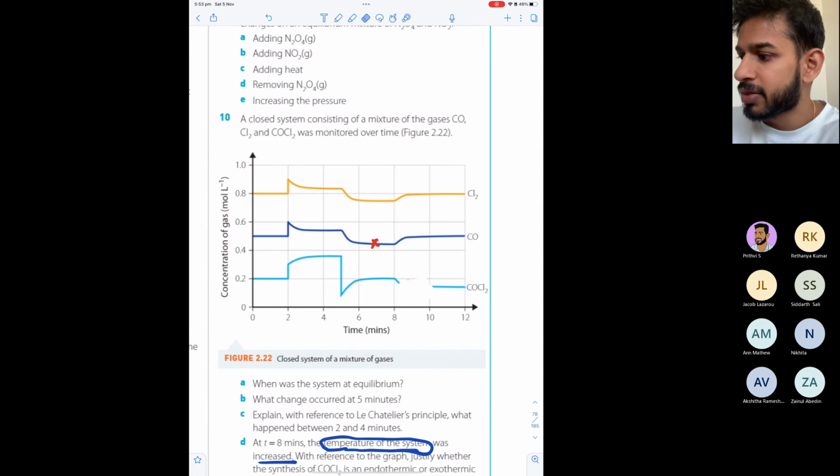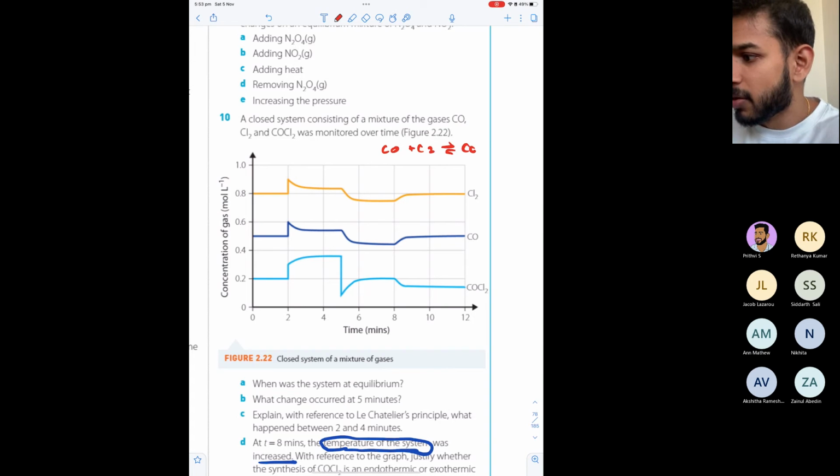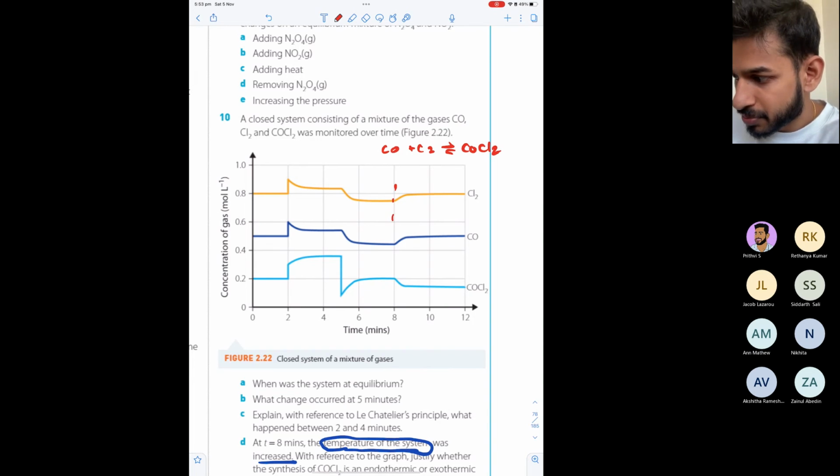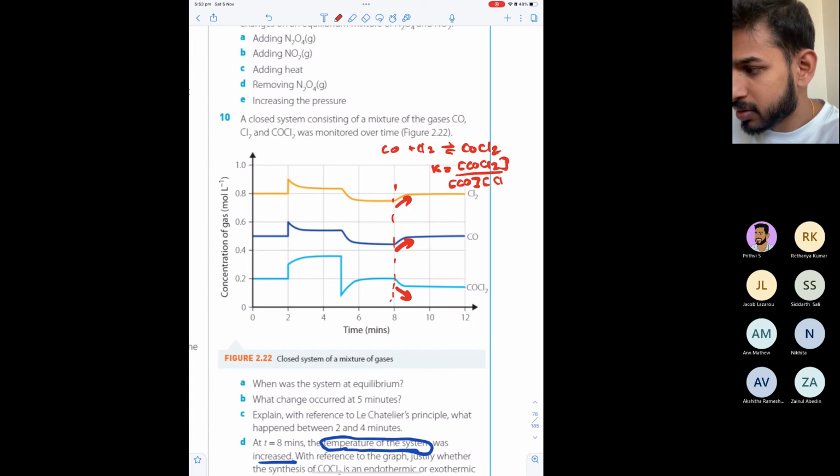So let's just write the reaction so we can appreciate it, right? So in here we got CO plus Cl2 gives me COCl2. What we see here is from the initial concentration, COCl2 has gone down, CO has gone up, Cl2 has gone up. The K constant is going to be equal to COCl2 divided by CO times Cl2. So from this, we know that the product has gone down and the reactants, CO and Cl2, have gone up. It's a fraction, so this number, because its numerator has gone down and denominator has gone up, has decreased.